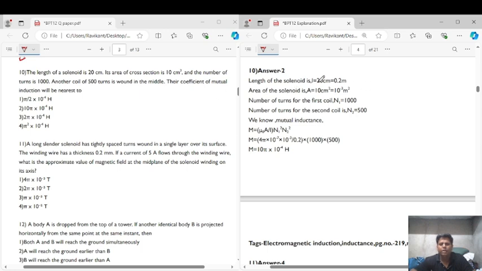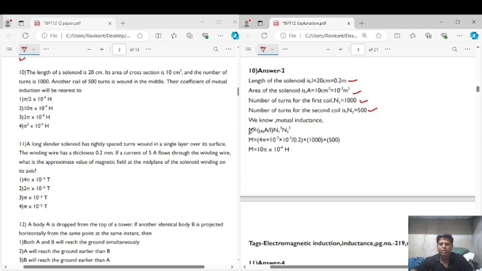So the length of the solenoid is 20 centimeters, so it will become equal to 0.2 meters. Area of the solenoid is 10 centimeters square, that will be equal to 10 to the power of minus 3 meters square. Number of turns in the first coil is equal to 1000. Number of turns in the second coil is equal to 1000.